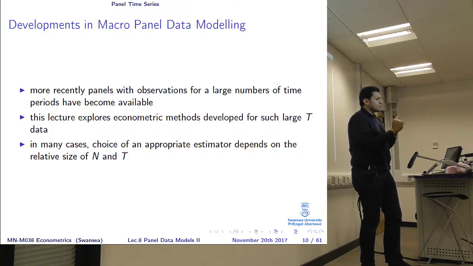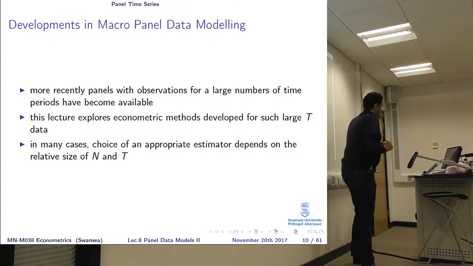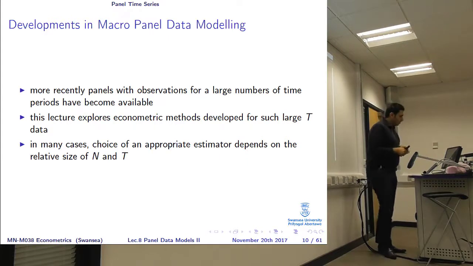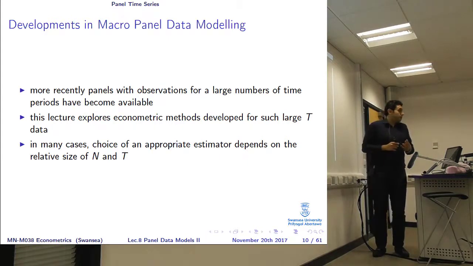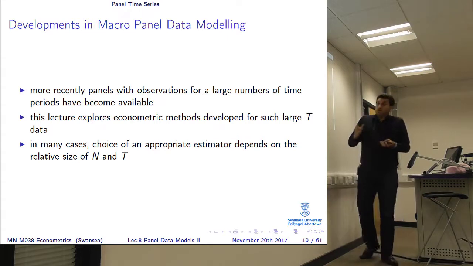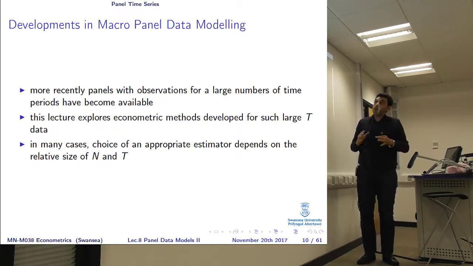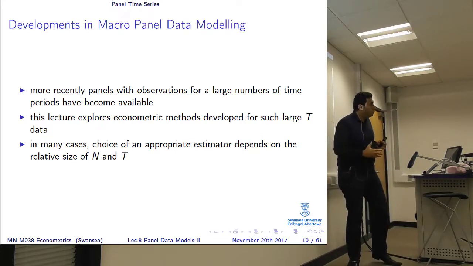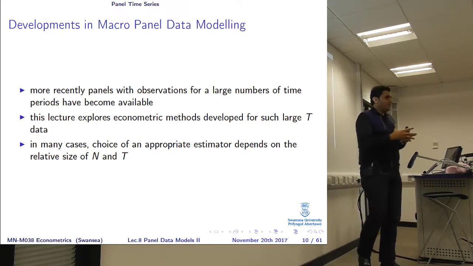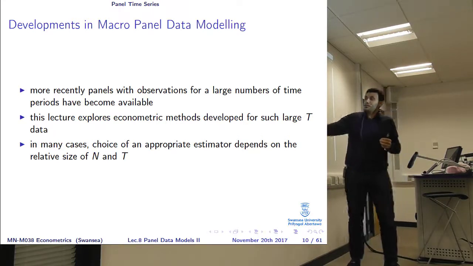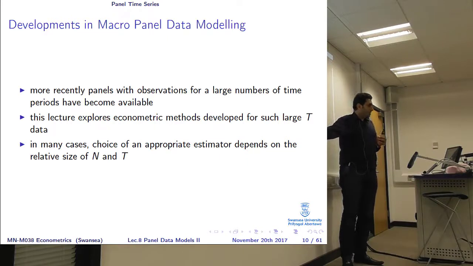This is something we touched upon last week when we discussed the difference between large panel, short panel and long panel. A long panel is when T is relatively longer, or bigger than N. Whatever data set you have, whenever you deal with panel data, which estimator to use depends on the relative size of N and T, whether T is bigger than N or N is bigger than T.